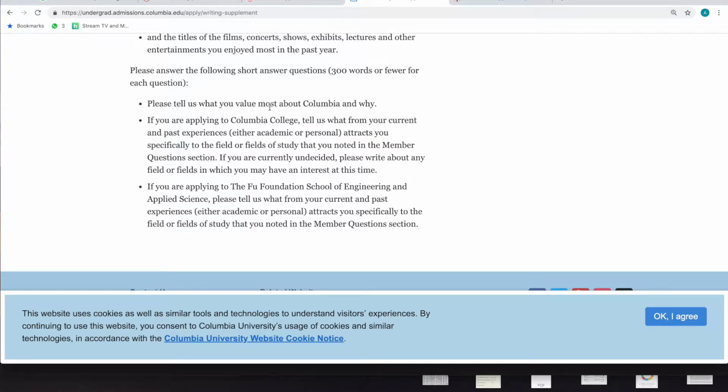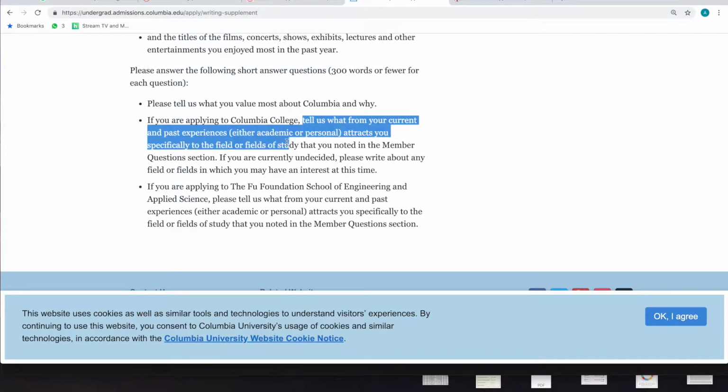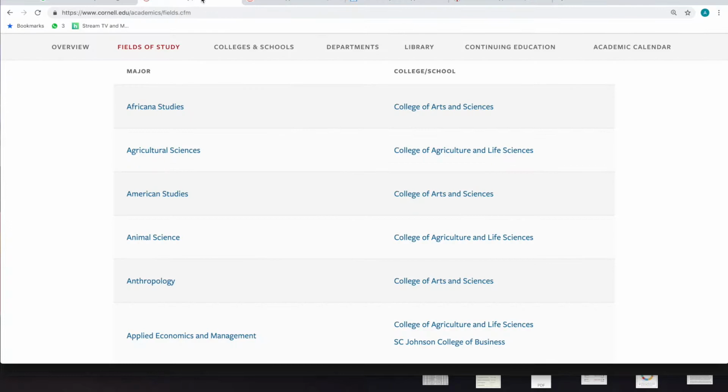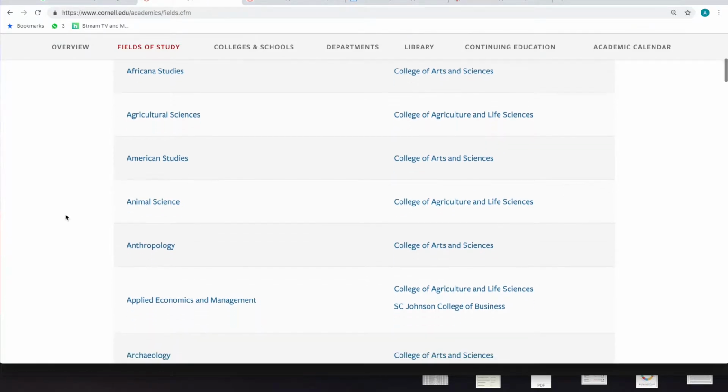Columbia, same thing. Two essays. The first one is, what do you value about Columbia? The second one is, tell us what from your current and past experiences attracts you to the field of study that you noted. Brown, same thing. Why are you drawn to the areas of study you indicated earlier in the application? So researching a major and figuring out why that major is interesting to you at this moment in time, and relating that to the experiences you have in high school in terms of activities, will be very, very important.